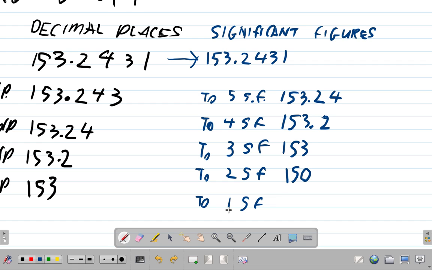What about to 1 significant figure? Well, in this case, it's not 100 that you're going to write, because the number that we have here after the 1 is 5. So you're going to have to go to the 1 and jack it up and say you have 200. That would be the case.